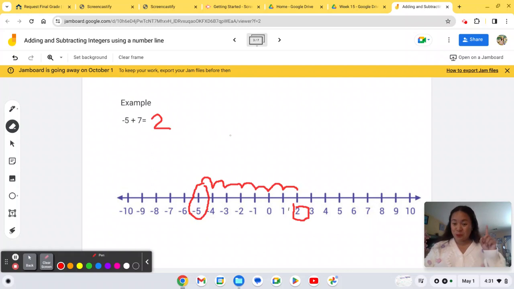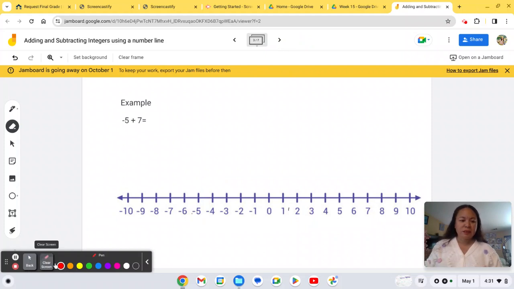Okay, let's do one more example. Okay, so let me see if I can clear the screen here. Okay.